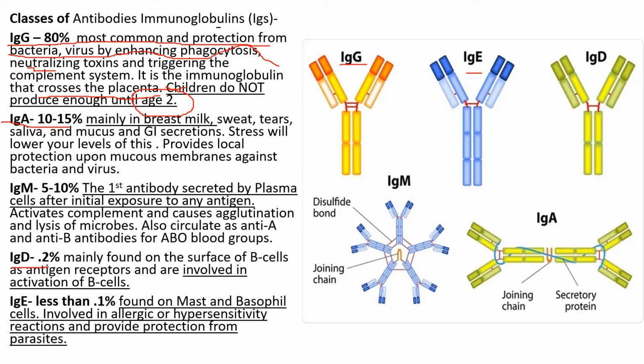IgD is only 0.2%, and it's found on the surface of B cells, and it's involved in activation of B cells. IgE, look, it's less than 0.1%. That's really low. But it's found on mast cells and basophils, is involved in allergic hypersensitivity, and can provide protection against parasites. One of the things you would look for is an elevated IgE in a person who might have an allergy.